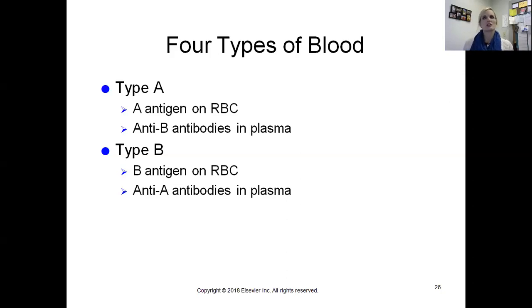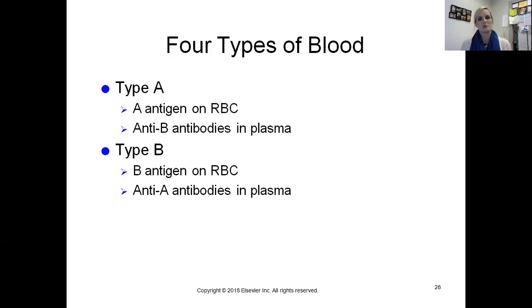Most of the time, when you hear the term antigen, it means something foreign in our body. But this is the case where antigen means something that belongs. Those that are type A, the type A antigen belongs in their blood. They also have what's called the anti-B antibodies in their plasma.